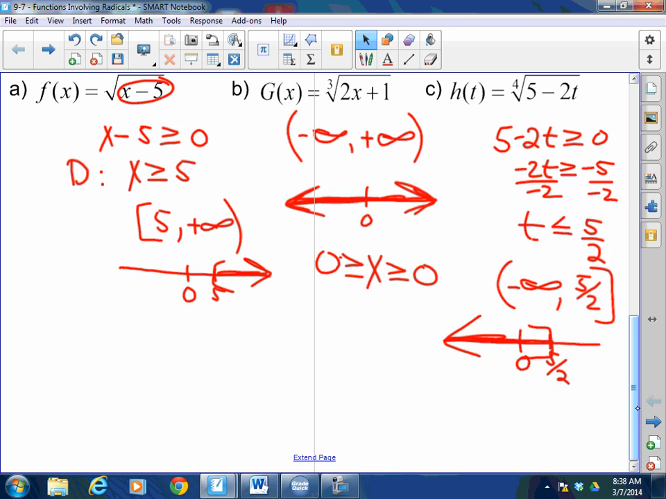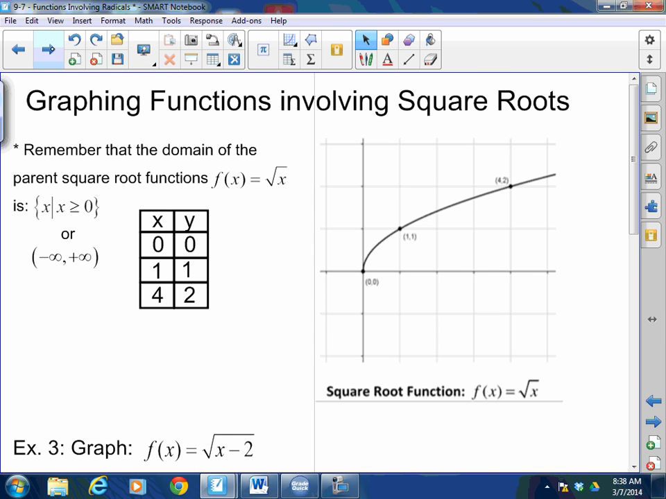You with me? Okay, now, real quick. Graphing functions involving square roots. Remember that the domain of the parent function of a square root is all real, no, I'm sorry, not. What am I doing? This is wrong. This is from 0 to positive infinity. It's greater than or equal to 0.